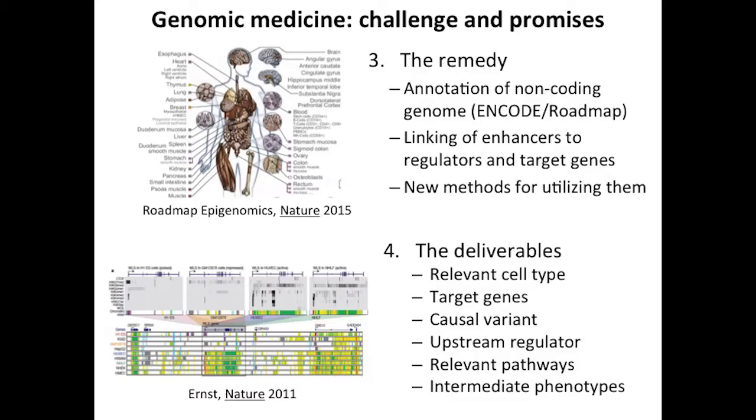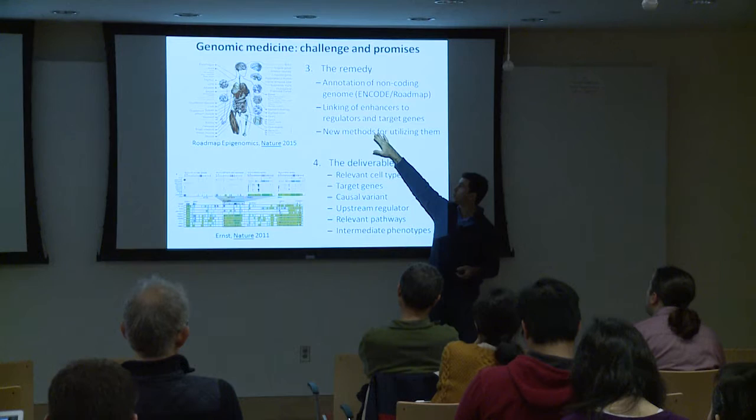So basically, number one, how do we annotate the non-coding genome? And we've been involved in two projects known as the ENCODE project for Encyclopedia of DNA Elements and the Roadmap Epigenomics project that have sought to systematically map these regions and link non-coding regions to the regulators that control them and to their target genes.